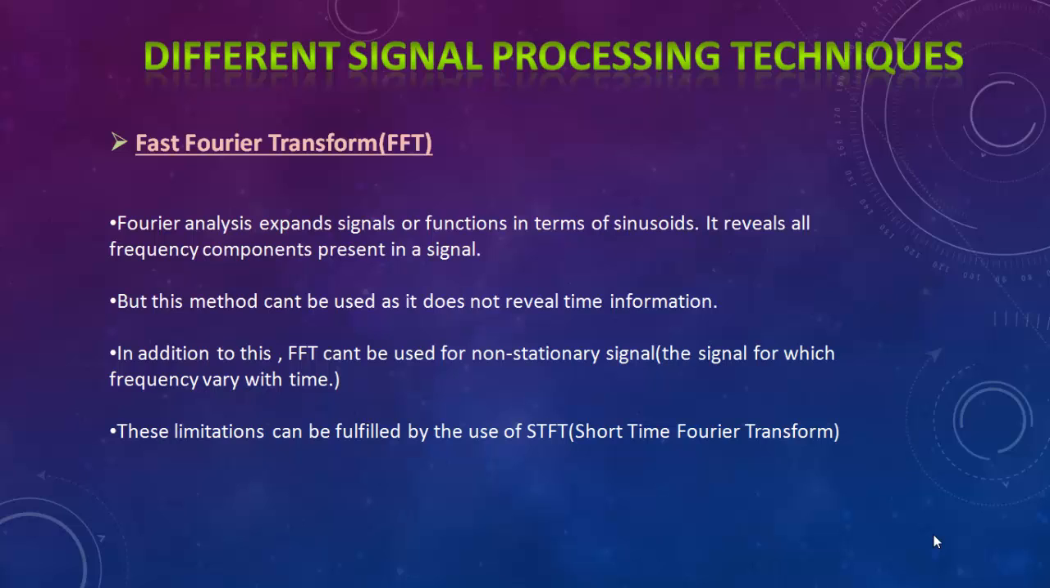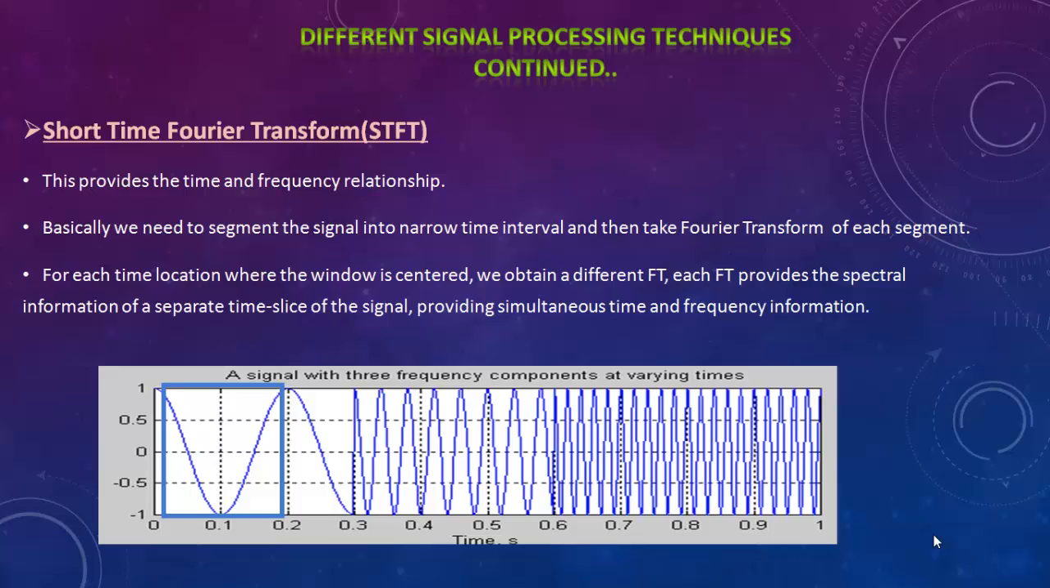The first processing technique is fast Fourier transform. The Fourier analysis expands signals or functions in terms of sinusoids. It reveals all frequency components present in a signal. But this method cannot be used as it does not reveal time information. In addition to this, fast Fourier transform cannot be used for non-stationary signals, the signals for which frequency varies with time. These limitations can be overcome by use of STFT, that is short time Fourier transform.